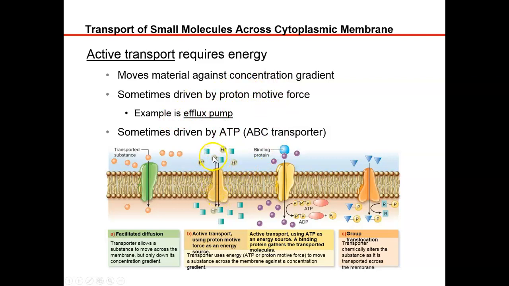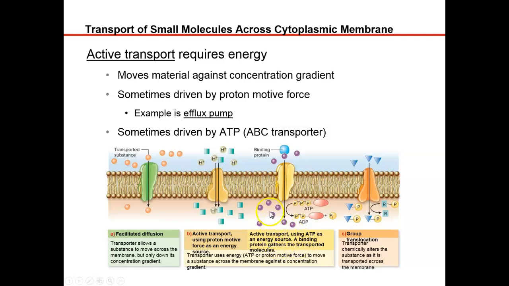So here you're seeing a secondary active transport where we have hydrogen ions at high concentration out here and low concentration down here. They're moving in. So this is using what we call a proton motive force as energy. As the hydrogen ion moves across the membrane through that protein channel, another molecule moves across with it, using the energy of this molecule to get across. So that's one mechanism of active transport.